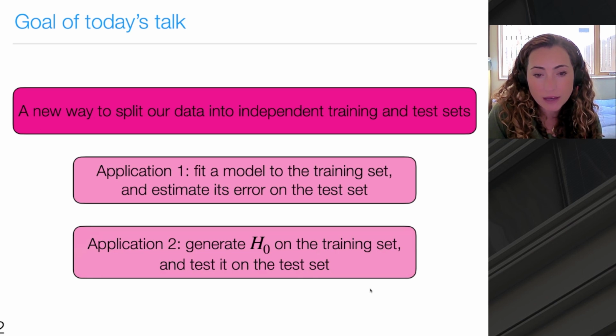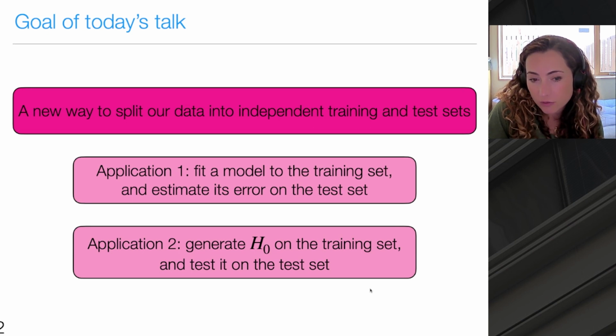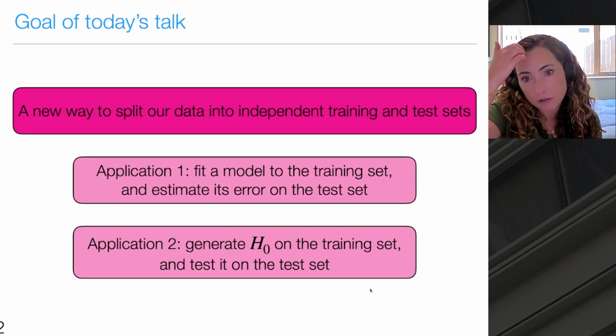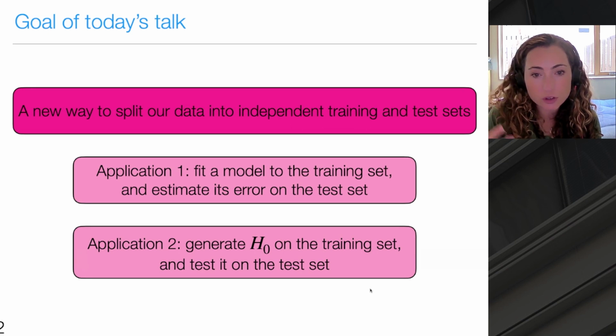Another example is maybe we have a really large data set and we're going to do a lot of exploration in order to identify a null hypothesis H naught that we want to test. It's very important that we don't generate H naught and also test H naught on the same data, because if we do that, we're going to get a very inflated measure of the significance of our results. So instead, typically in an applied setting, we generate H naught on the training set and then test it on the test set.